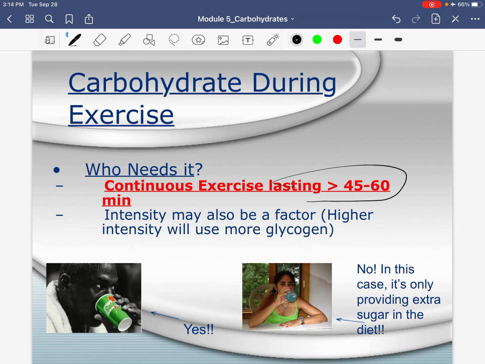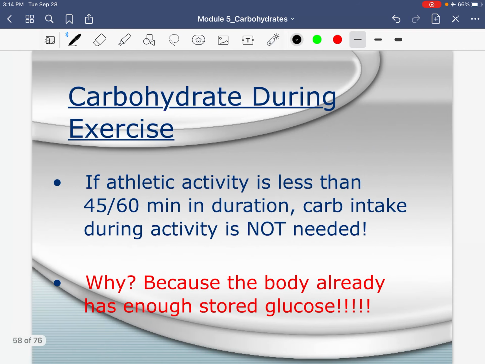So I'm not anti-Gatorade. As a matter of fact, Gatorade has a pretty good osmolarity, has a good percentage of carbohydrates. But we've got to think about when you really need it. We only need it when our blood glucose levels have been pretty much gone through. And that would only happen when you're doing at least 45 to 60 minutes plus of continuous exercise.